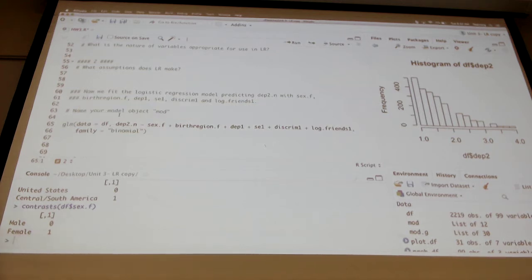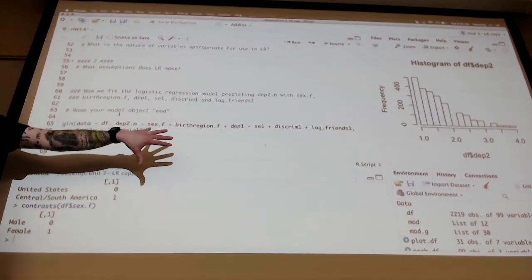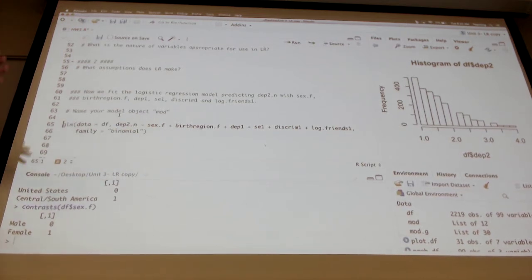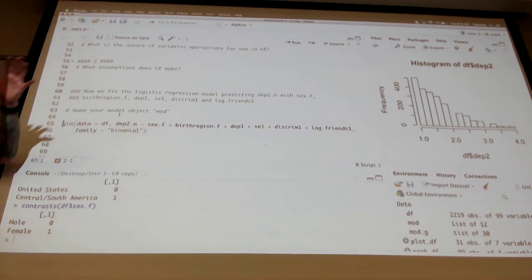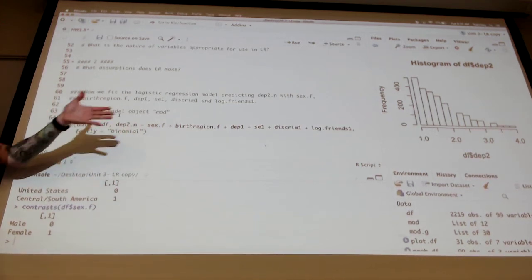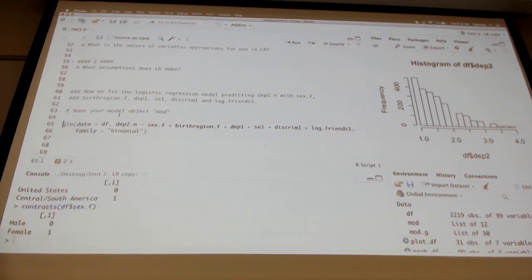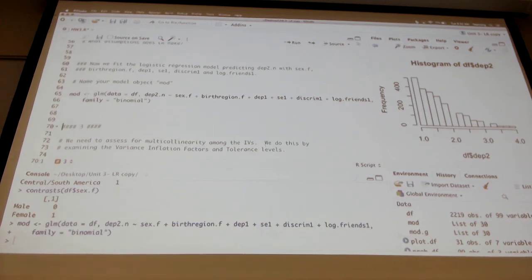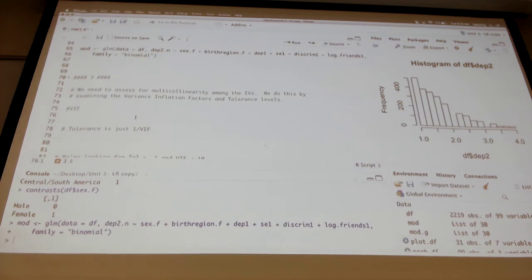And so again, that's telling this generalized linear model what distribution we want to use, which is the binomial distribution. If you're using Poisson or whatever, you would put in some other family, some other distribution here. And so now we'll fit that into a thing called mod. And that brings us to number 3, where now we start checking these assumptions.